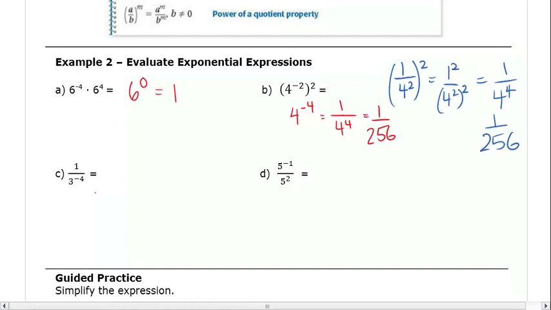For letter C, this just pulls it up out of the denominator, so it's 3 to the 4th. That equals a positive 81.